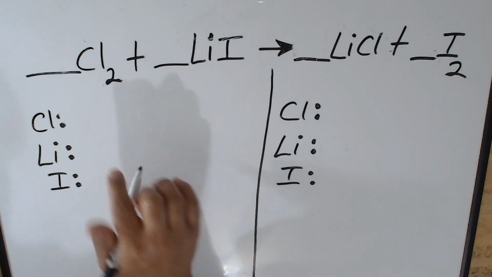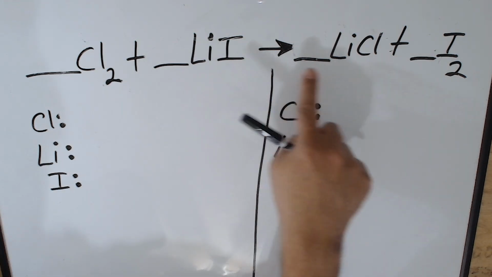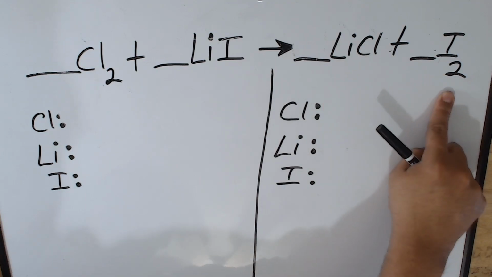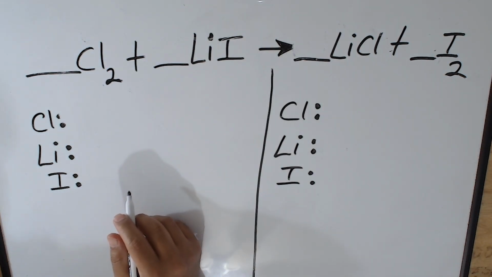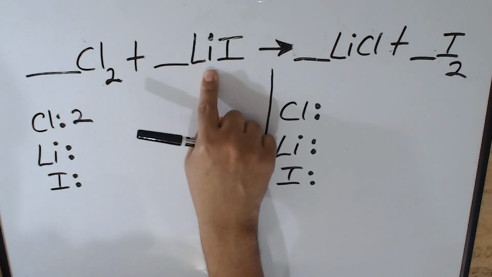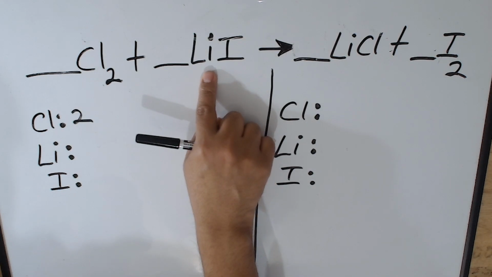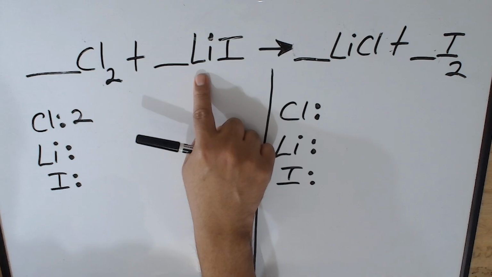In this chemical equation, we have chlorine gas reacting with lithium iodide and producing lithium chloride along with iodine. So we're going to start by determining how many atoms we have. We have 2 atoms of chlorine. We have 1 atom of lithium because there's no coefficient plus there's no other subscript. So it's understood to be a 1.